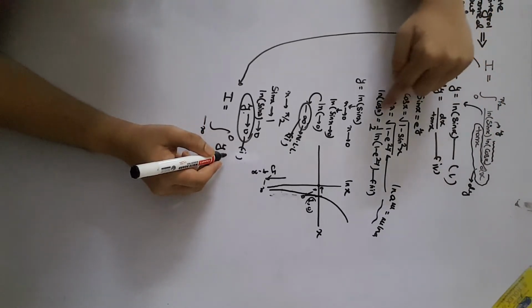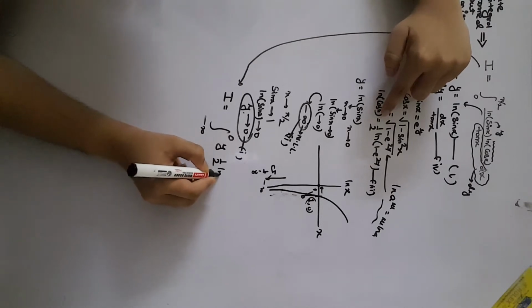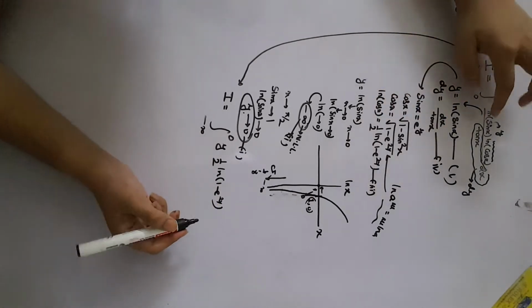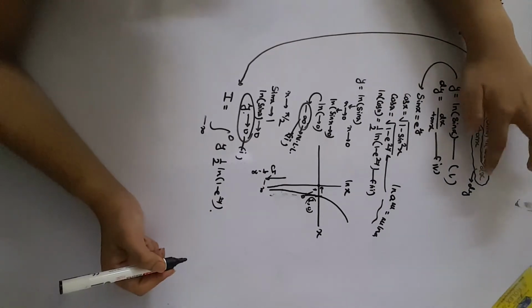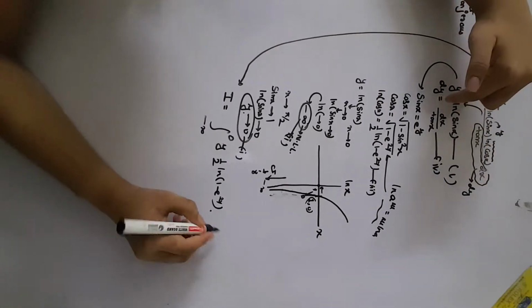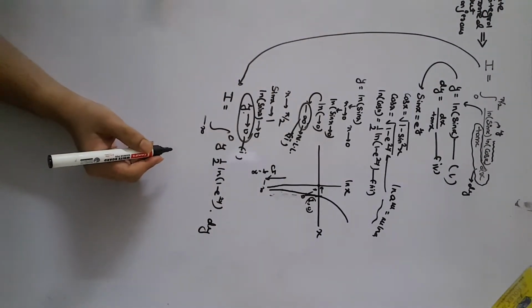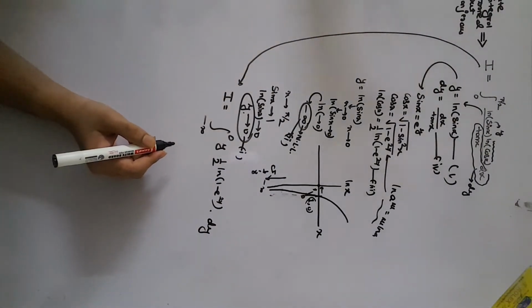And natural logarithm of cos x can be written now as 1/2 natural logarithm of 1 minus e to the power of 2y, multiplied with dx divided by tan x, which we can write as dy. So this is now our new integral, and we need to solve this.